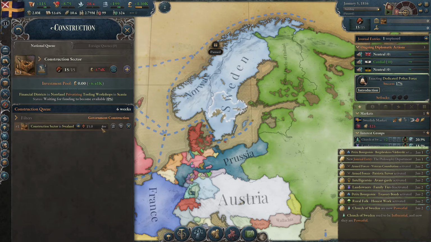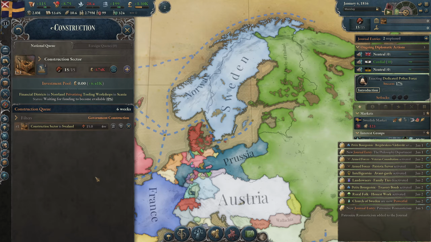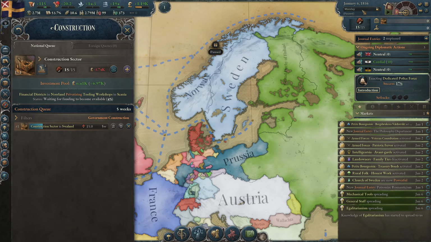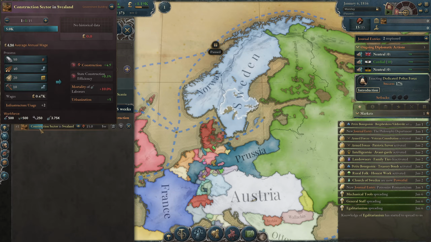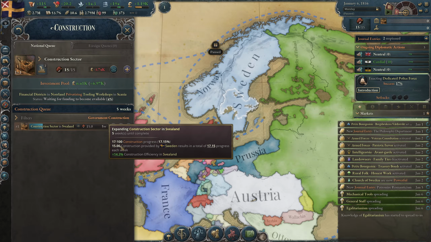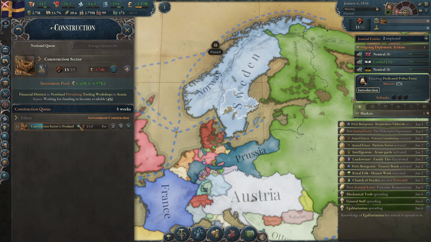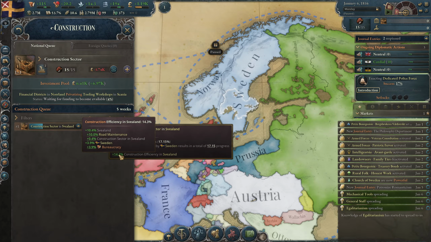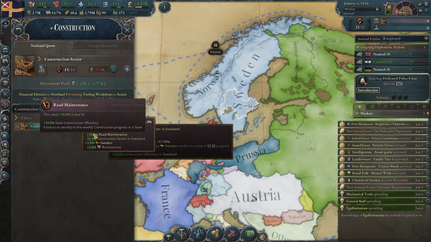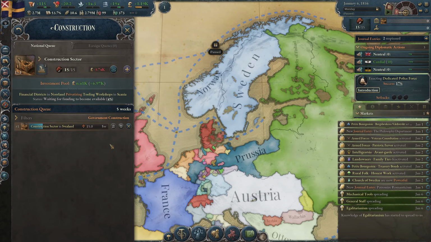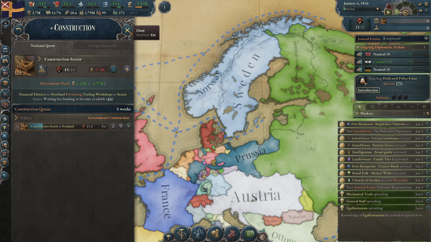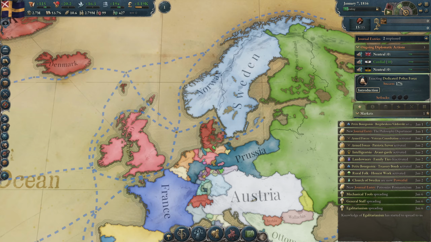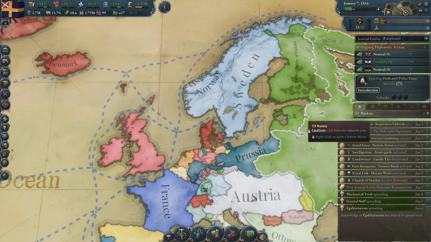So you can see we have now 0 construction. Boom. We are now in the 2nd week of this month, and we see that we have a bar here. We have put 15 construction, or 17 actually. We have put 17 construction because of the construction efficiency, the 14.3% because of our edict here, the road maintenance. So in 5 weeks, this construction sector will be built. Now, let's go to speed 2. You can see the difference. It's still pretty slow, in my opinion.